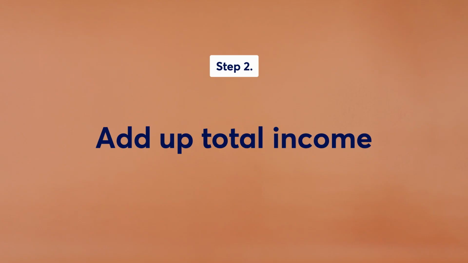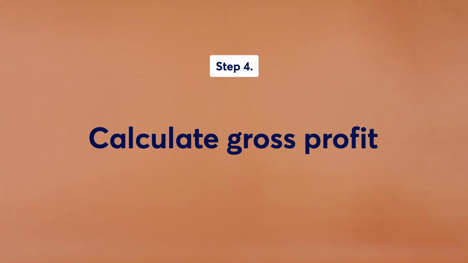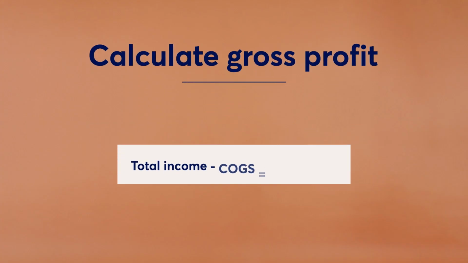Next, list out and add up your total income from goods or services. If you sell multiple goods or services, you can organize your sales by subcategory. Then, list out and add your total cost of goods sold. Remember, these are costs that are directly related to the goods you make or the services you provide. Next, subtract the cost of goods sold from your total income, and you'll be left with gross profit.